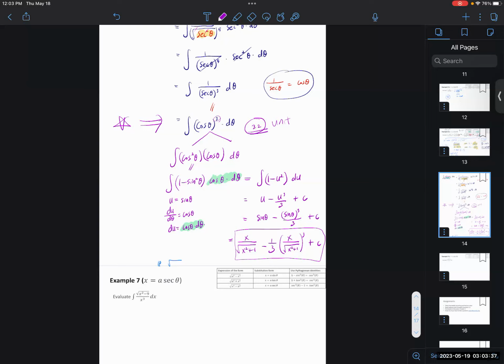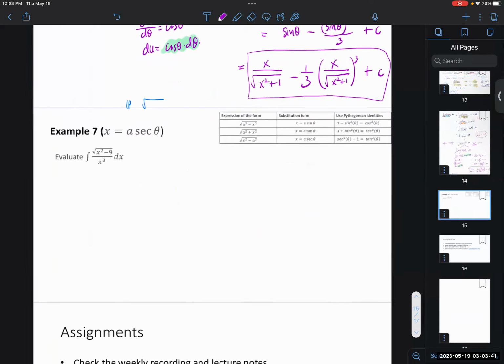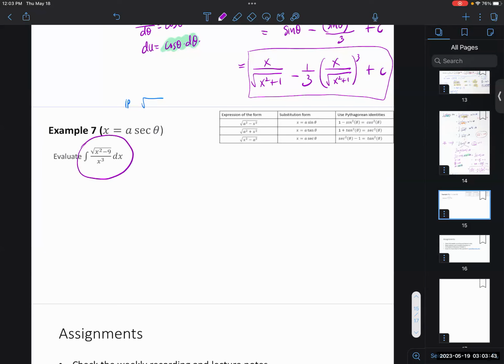Okay, so that's pretty much everything that I want to show you. And this one, same question, it's going to match with the third one. Think about it. This one, try yourself as well.